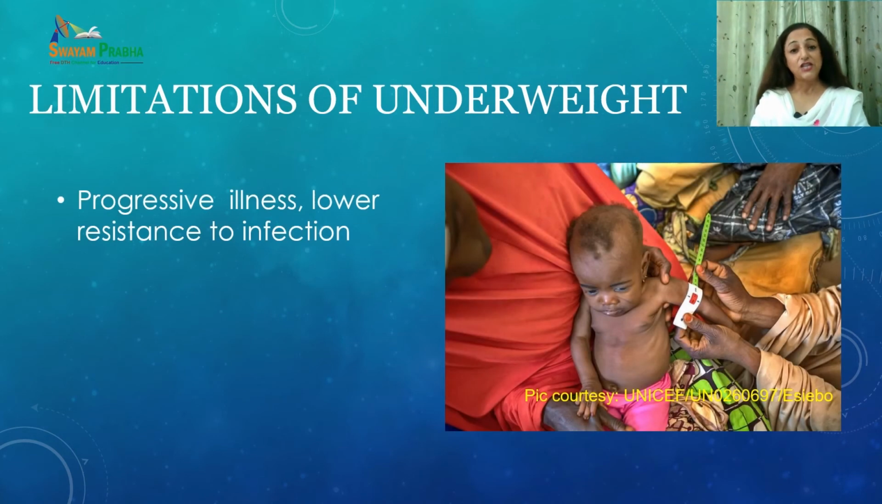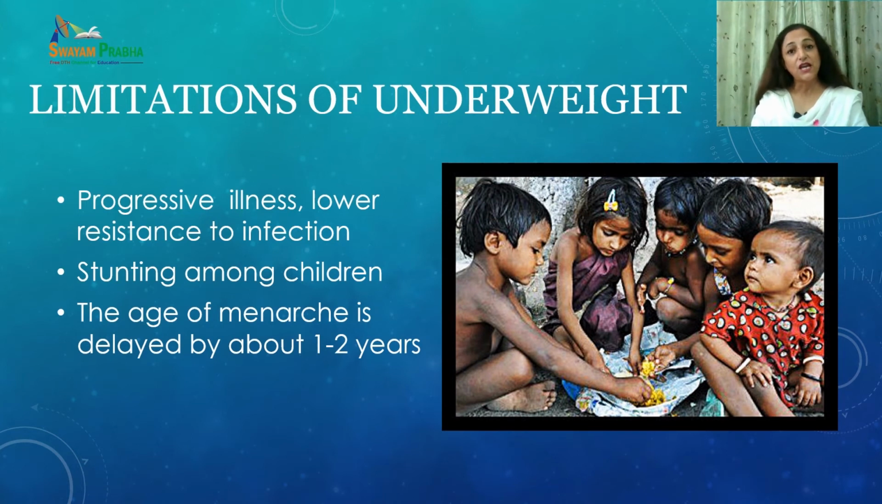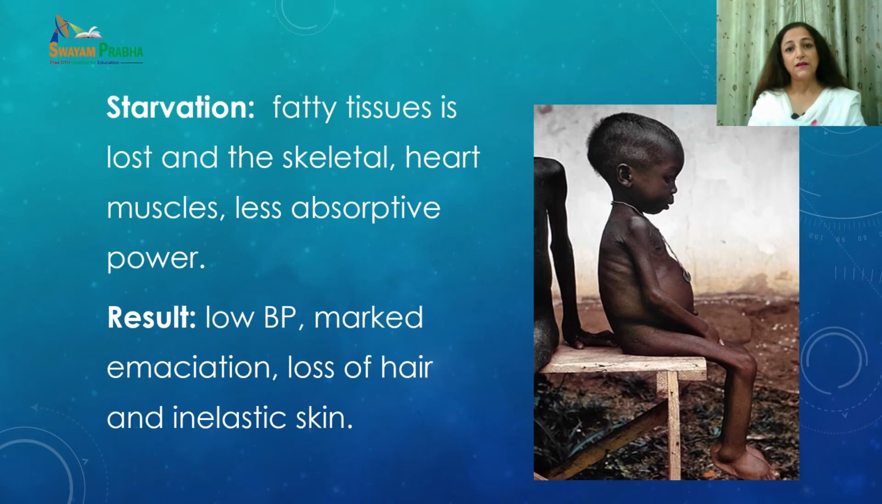It can lead to progressive illness, and the resistance to infection could be lower. The problem of stunting can worsen among children. And the age of menarche could also be delayed by about 1 to 2 years among young girls. Among starved children or adults, the fatty tissues are lost, and the skeletal and heart muscles are lowered, and the small intestine loses its absorptive power to a large extent, and this results in lower blood pressure. There would be marked emaciation. It would lead to loss of hair, and the skin will become inelastic.